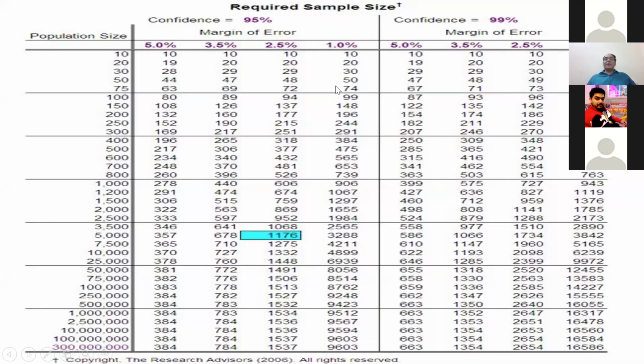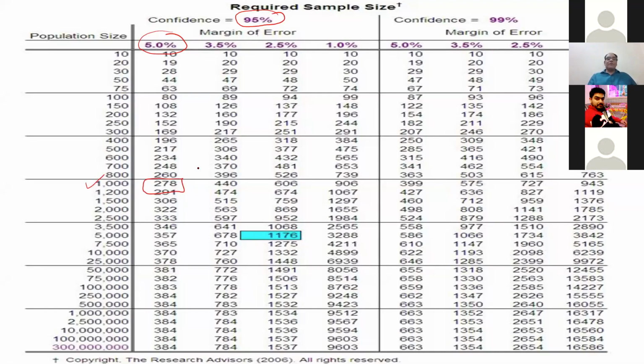Basically, this is a very popular table given by Bartlett. There was a professor Bartlett. He calculated all these things and gives you the value of sample size. You can see that if my confidence level is 95% and my margin of error is 5% and my population size is 1000, so the sample size should be 278.